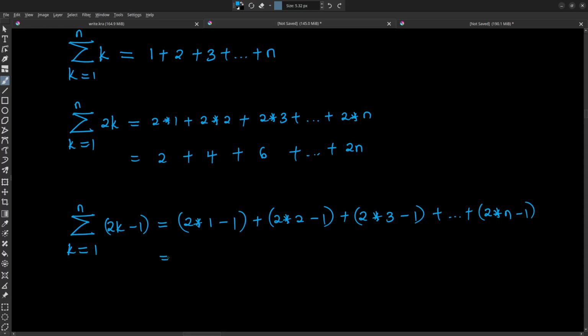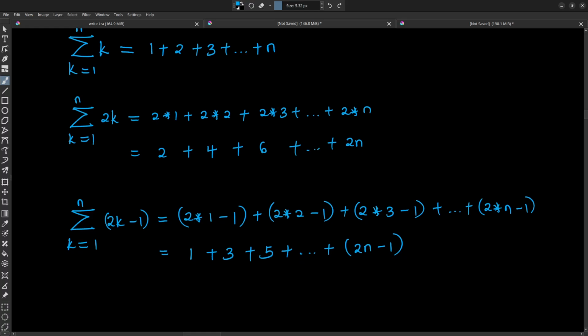Let's also expand this. 2 times 1 is 2, minus 1 gives you 1, plus 2 times 2 is 4, minus 1 gives us 3. Then plus 2 times 3 is 6, minus 1 gives us 5. Plus all the way up to the last term, which is 2n minus 1. So you see, when we are summing from k equals 1 all the way to n of 2k minus 1, we are basically saying sum all the odd numbers from 1 up to n. So you see the gist of the thing.